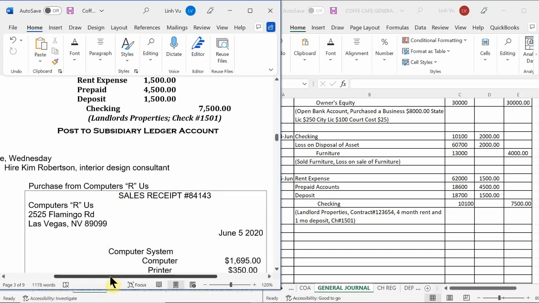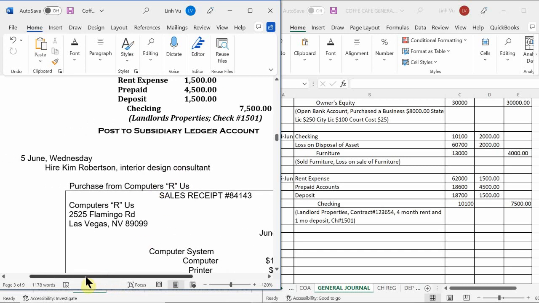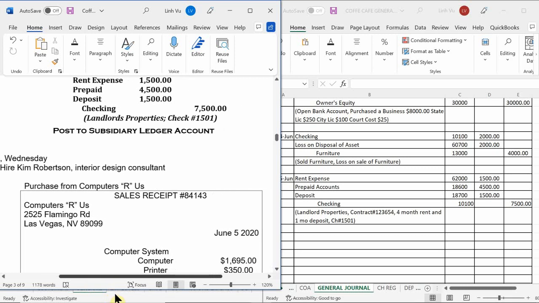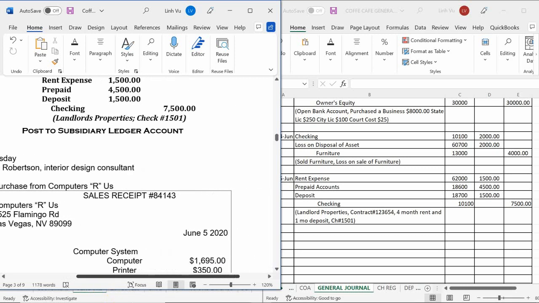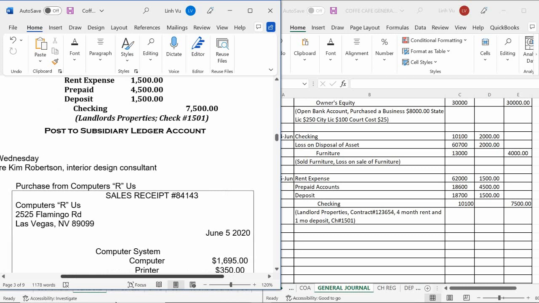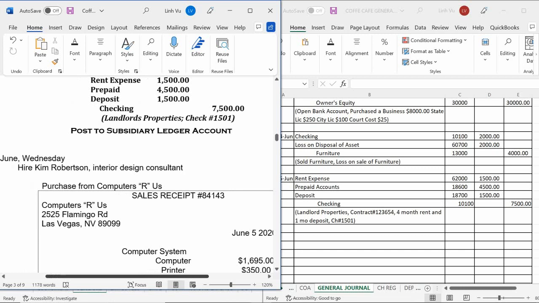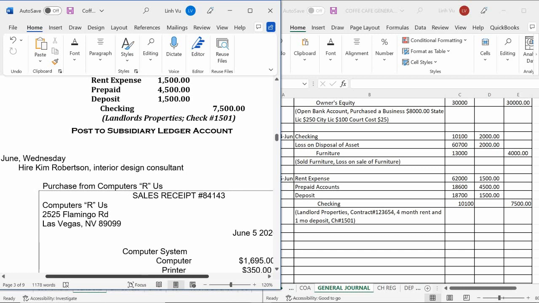So let's see, I believe this is the same exact day. What happened here? We ended up hiring Kim Robinson for an interior design consultation. Kim Robinson is an interior design consultant. We hired her to come take a look at our store and give us some recommendations on how we should design our coffee shop.